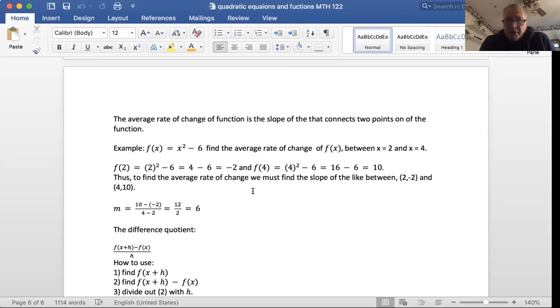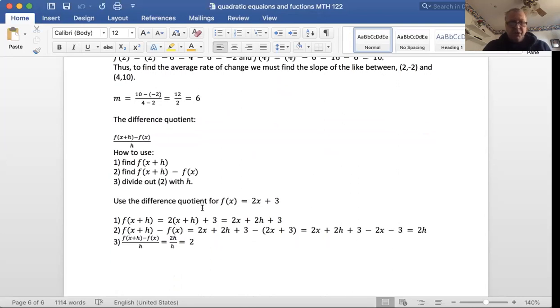So to find the y values, we plug 2 into f, evaluate, and we get -2 out. And we plug 4 in for x for f, and we get 10. So that means we're really finding the slope of the line between (2, -2) and (4, 10). So we apply the slope formula and get 6. So that means the average rate of change for that function is 6 between those 2 points.